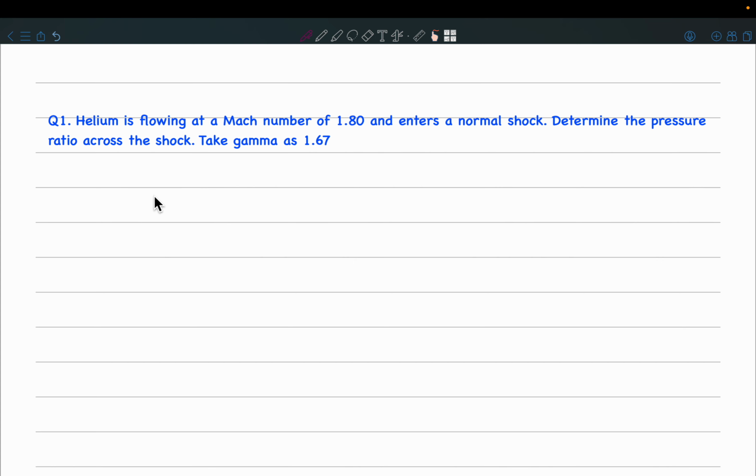Yes, so that equation is P2 by P1 is equal to 1 plus gamma M1 square by 1 plus gamma M2 square, right? So you have information only of M1. M1 is given to you. Gamma is given to you. So what do you do? Using M1 you can find M2. How?